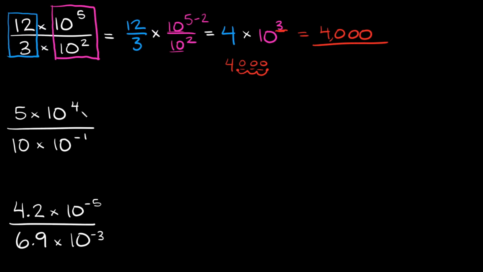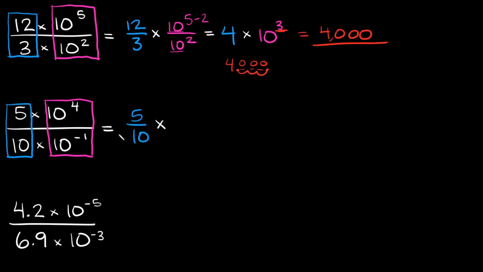Okay, so here we have 5 times 10 to the fourth divided by 10 times 10 to the negative 1. Again, the easier way of dealing with this is splitting it into two smaller fractions. You're going to take your leading numbers right here and split that into a fraction, and then take your tens and split that into a fraction. So this is going to be equal to our first fraction, 5 over 10, and then we're going to multiply that by the second fraction, 10 to the fourth over 10 to the negative 1.